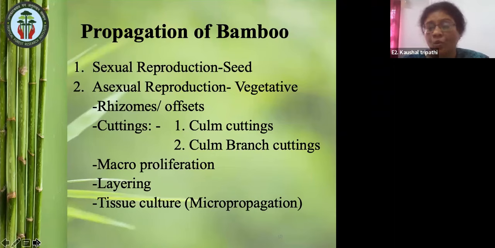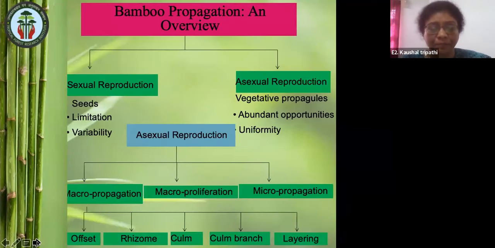For cuttings, there are two types. We can take the whole culm cutting and make it into pieces, or we can use the branches which are arising out of the clump, making them into culm branch cuttings. Then one process of macroproliferation is dividing the plant into smaller parts, or you can go for layering also. The other method is tissue culture, micropropagation, which is now being used for mass multiplication of many bamboo species. Next slide, please.